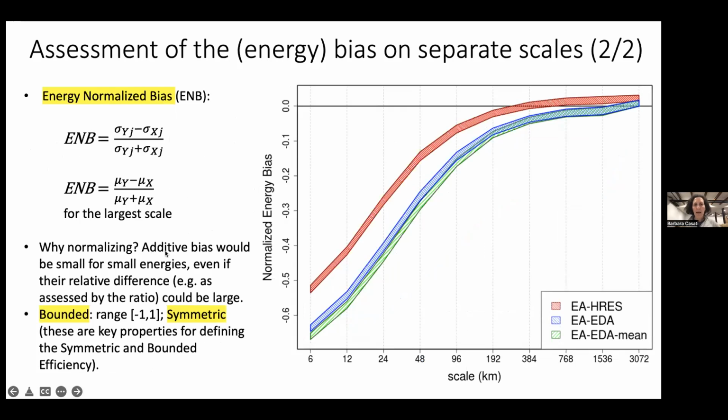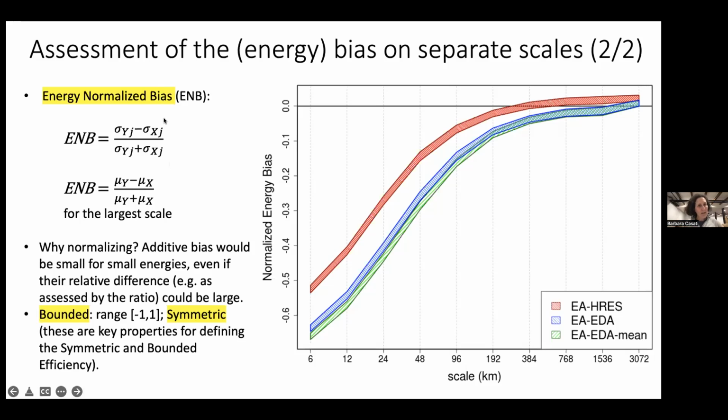Well, because the additive bias would be very small for small energies and very large for large energies. Even if the relative difference, for example if you assess it with the ratio, could be very large in the case of small energies or small in the case of large energies. So normalizing essentially enables comparing energies that have different magnitudes to start with.